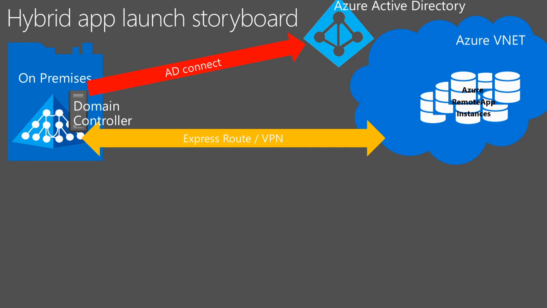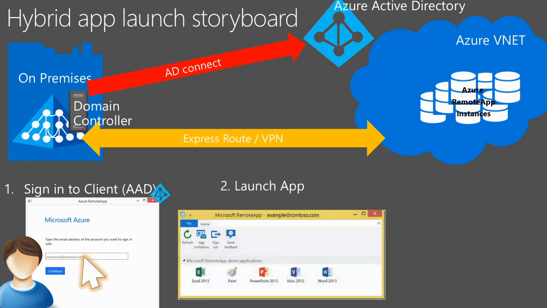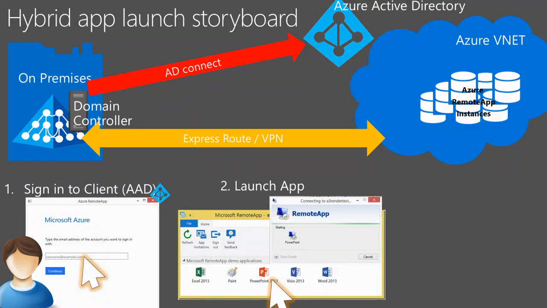When you assign a user and they launch an Azure RemoteApp app, the first thing they're going to have to do is sign in. So Melissa's going to have to sign in. What happens in that period of time is that sign-in authorization happens against Azure Active Directory. The next part is you're going to launch a particular application. In this case, it's PowerPoint.